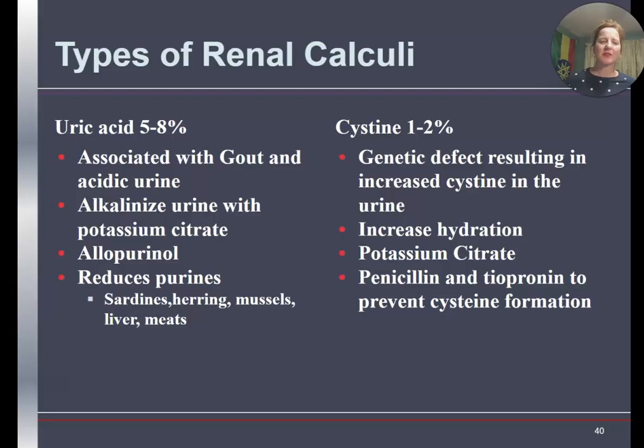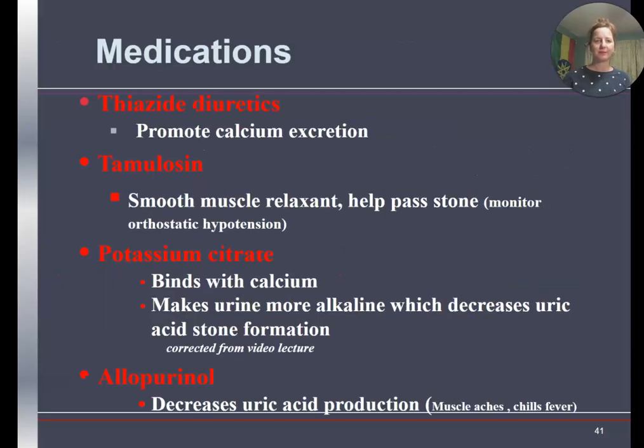Meat, herring, mussels, sardines. And then the least common are the cysteine calculi, which is more of a genetic defect. And you just make sure you're drinking potassium citrate, alkalinize that urine. And it's usually treated with penicillamine and tiopronin to prevent the formation of the cysteine.